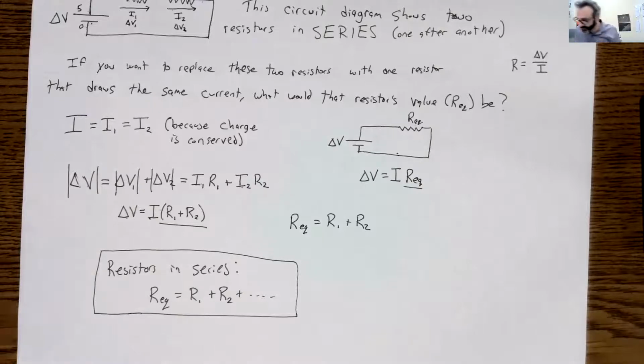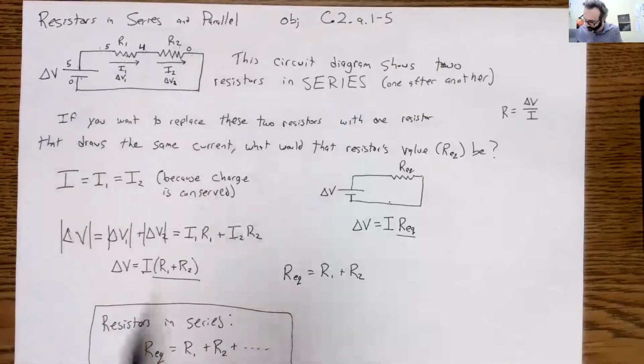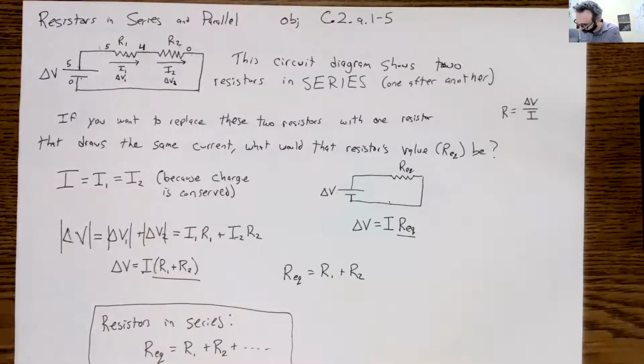So that's it for resistors in series. That's the simple one. You just add them together. You want to be able to know that, and also be able to recognize that series means one after another. So are there any other questions or anything else I can clarify about resistors in series and the equivalent resistance?